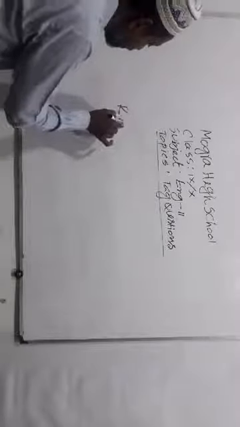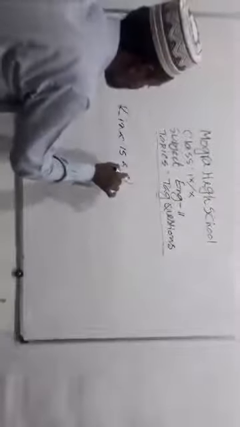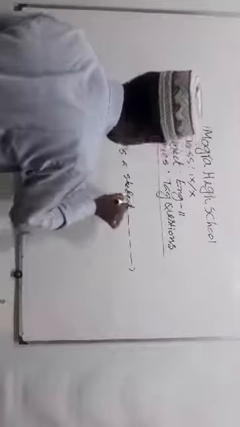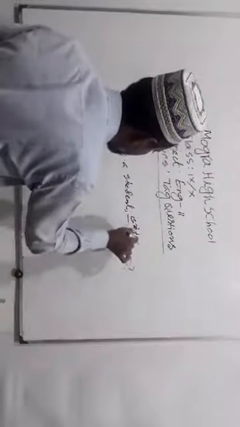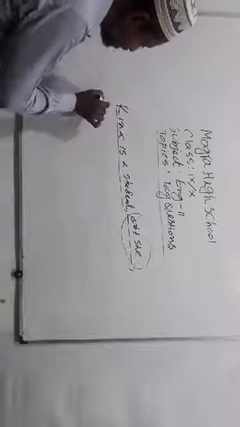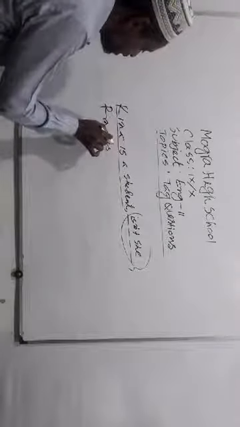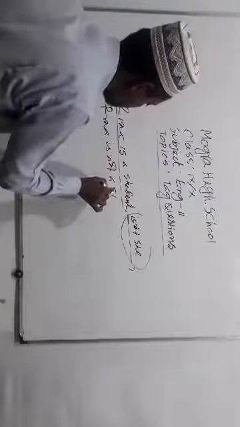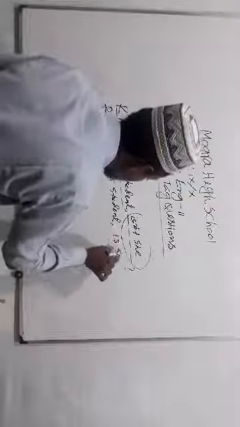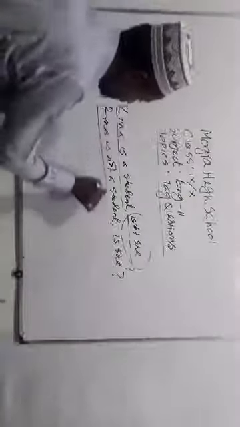Rina is a student, isn't she? Here, Rina is a student is an affirmative statement. The tag, isn't she, is negative. If the statement is negative, Rina is not a student, is she? Here, the statement is negative, the tag is affirmative. Okay?